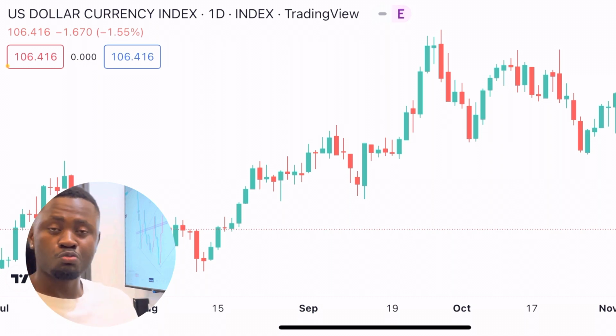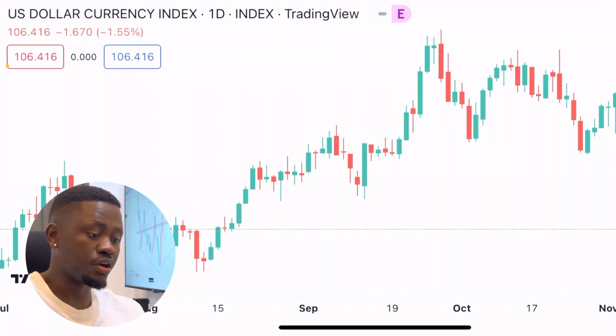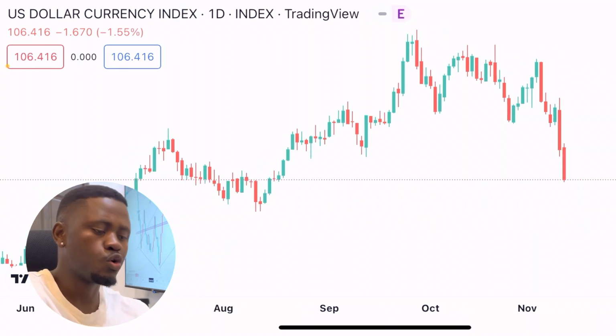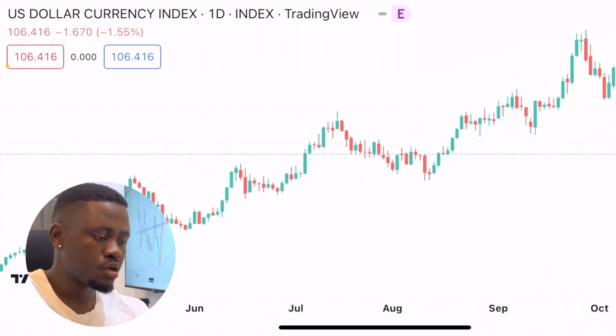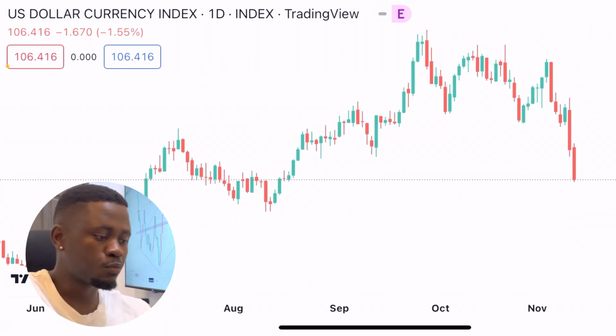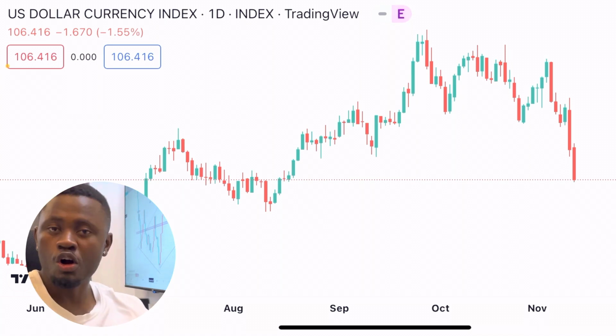As I told you, I'm going to be doing everything on the daily time frame on the DXY, or what we call the dollar index. As you can see guys, this is the daily time frame. The reason why I love to be on the daily time frame is because this is where you're going to see the structures, the big structures, the patterns. This is where you're going to see the trend of the market.